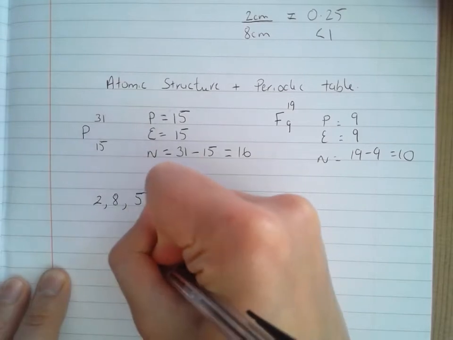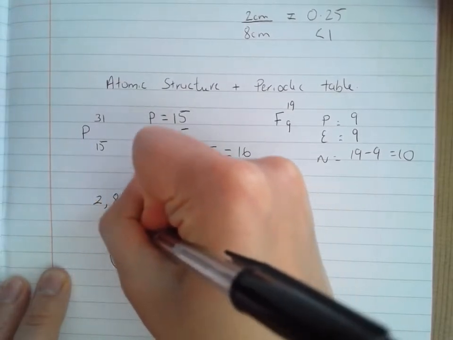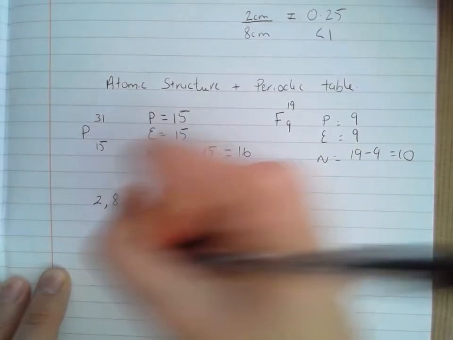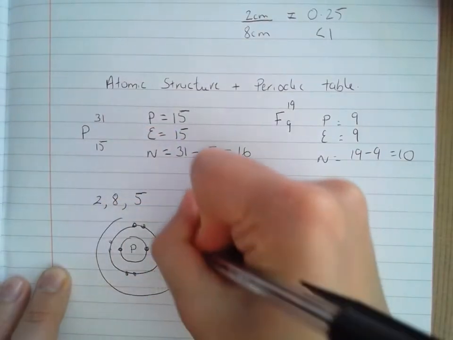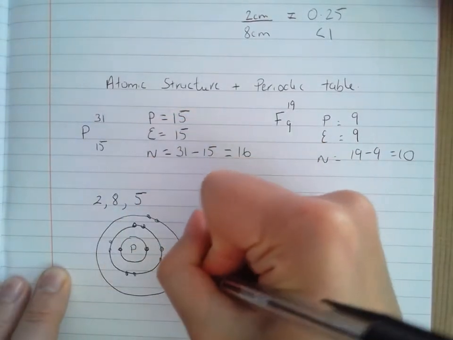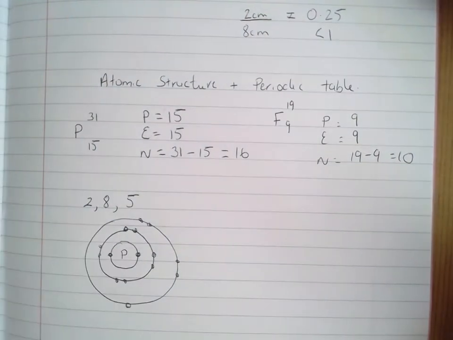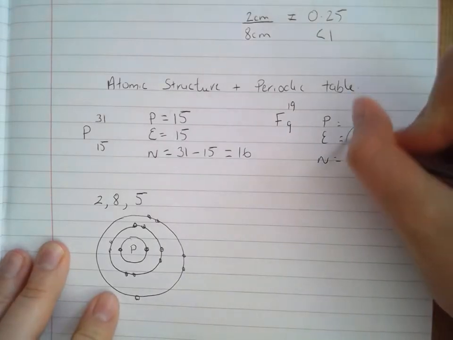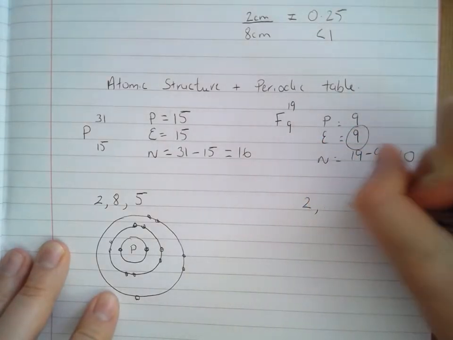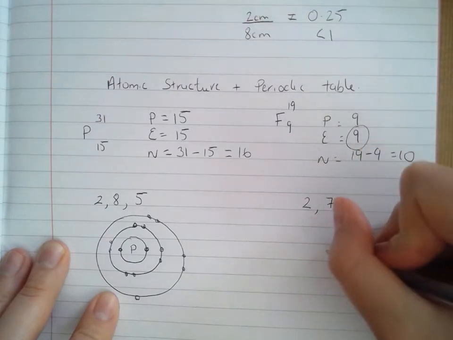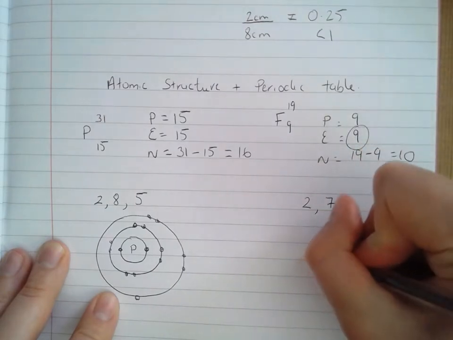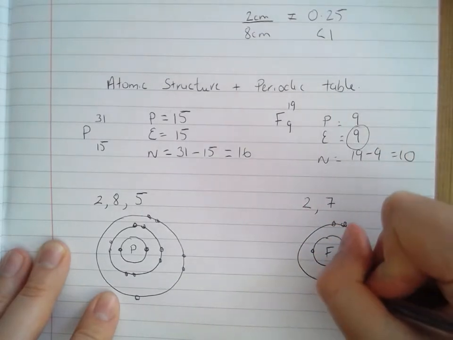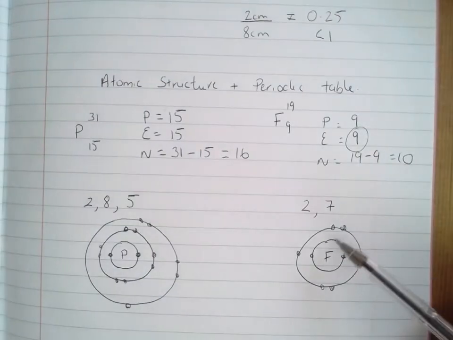If you were asked to draw it, you'd go 2 in the first shell, then it's full. I'll move on to the second shell, and I put 8 electrons in there. The second shell is now full, and I've still got 5 electrons left, which will go into the third shell. I see that phosphorus has got 5 electrons in its outer shell. If I do fluorine, I've got 9 electrons. I can put 2 in the first shell. That leaves me with 7, and they will all fit into the second shell. So fluorine would be 2 in the first shell and 7 in the second shell. I would just write that as 2, 7.